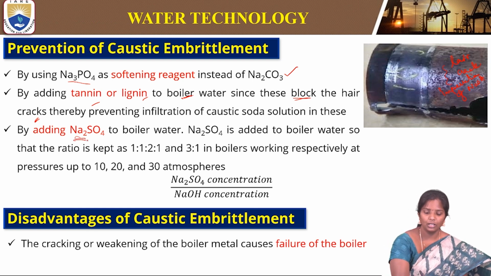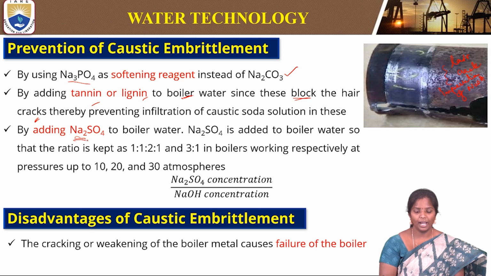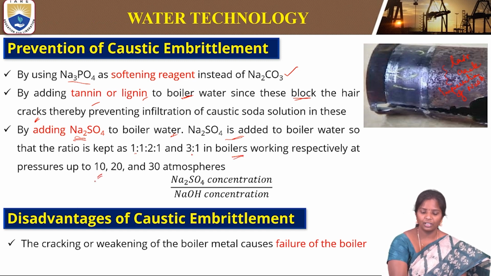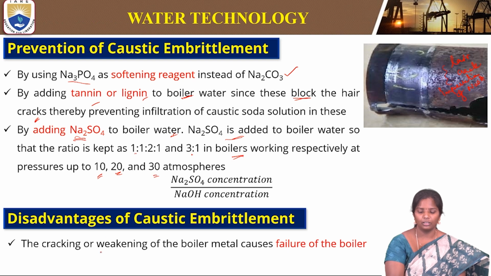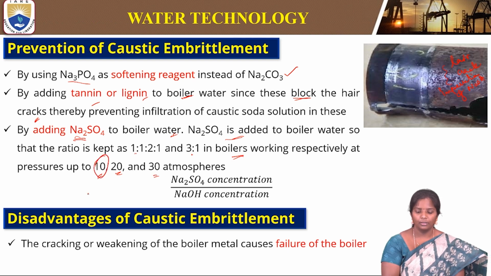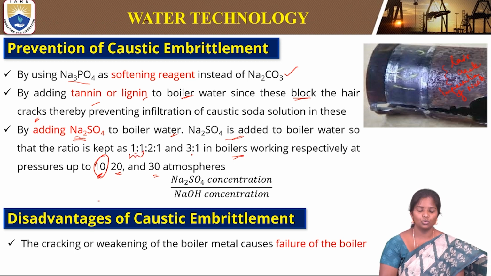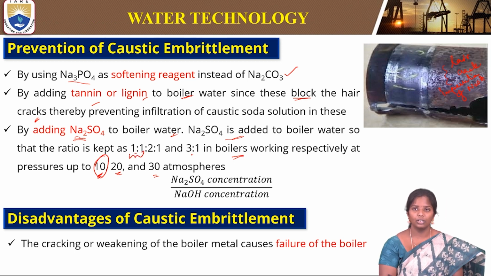Or the other one is sodium sulfate that can be added to the boiler water. This sodium sulfate has to be kept in the ratio of 1:1, 2:1 or 3:1 in boilers working respectively at pressures of 10, 20 or 30. So if it is working at a pressure of 10, then it should use a 1:1 ratio. This is how it can be used for avoiding caustic embrittlement.